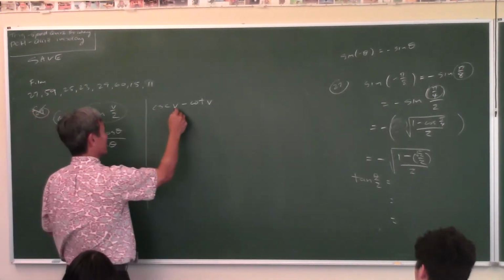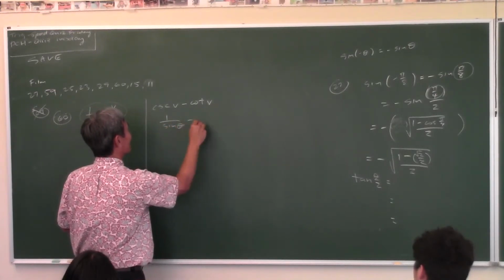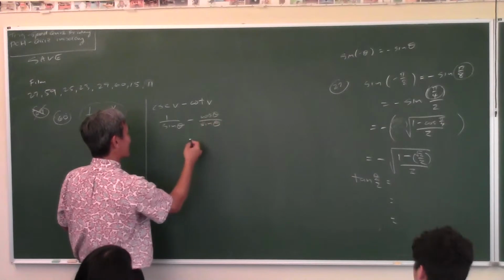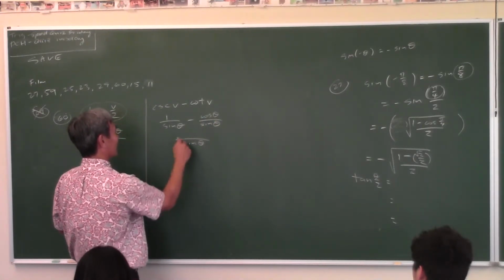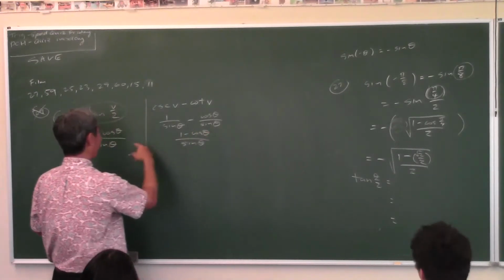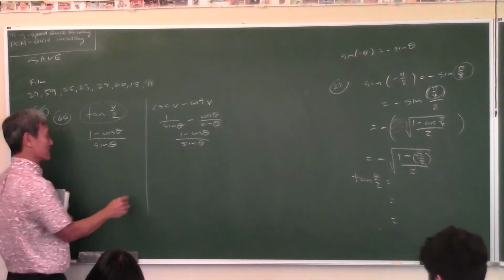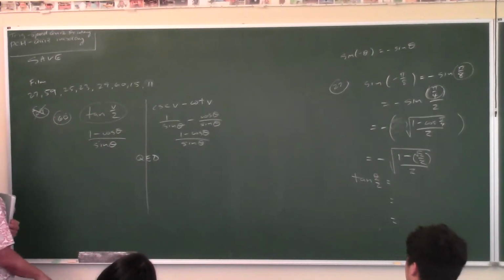Okay, what about this one? Change everything to sine and cosine. So this one's easy. 1 over sine minus cosine over sine. And if you make the least common denominator, what goes on the top? Duh, we're finished. Not going to have anything this simple on the test.